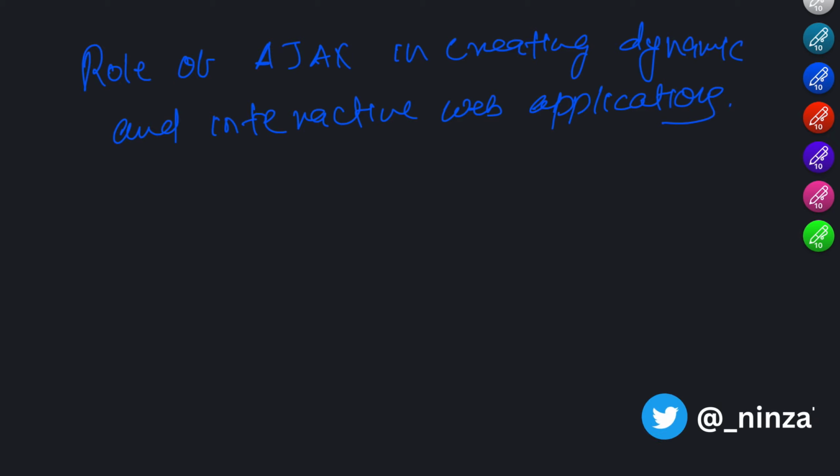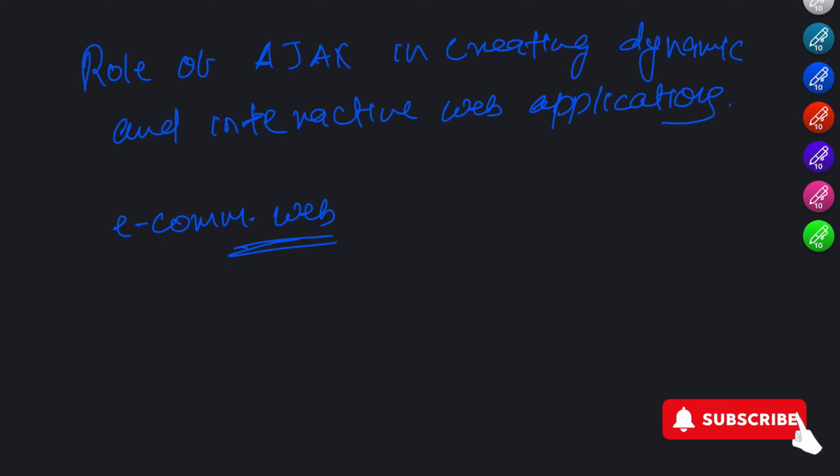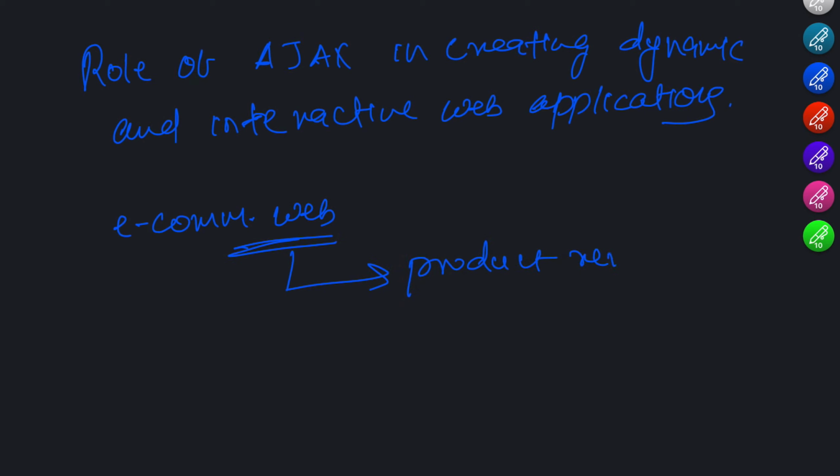Let's consider an example. Imagine you are shopping on an e-commerce website and you want to see the product reviews without reloading the entire page. By using Ajax, the website can retrieve the reviews from the server in the background and update just that section of the page, providing you with the latest information without any interruption.